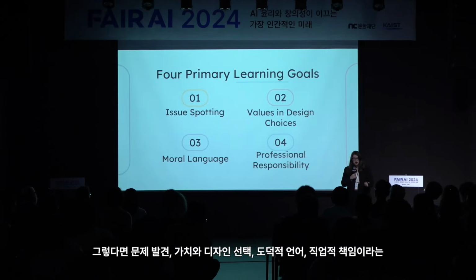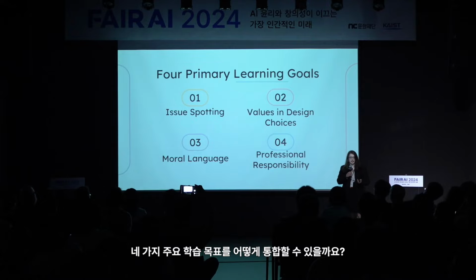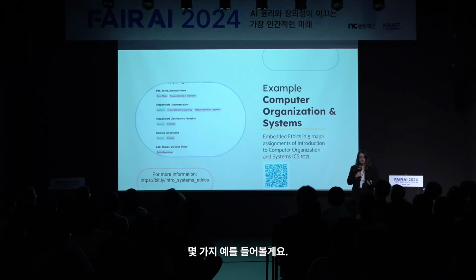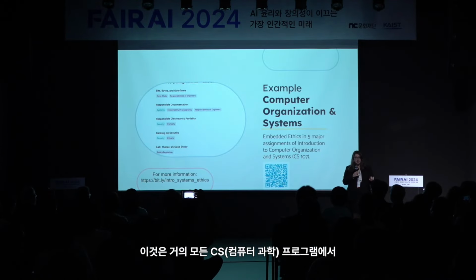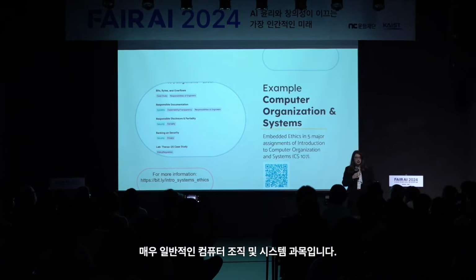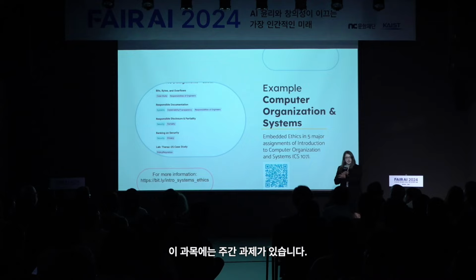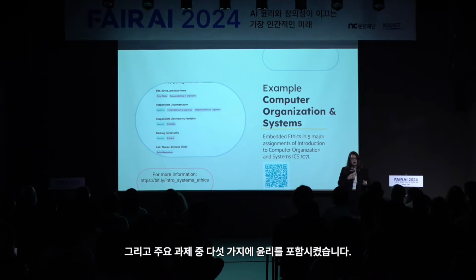Okay, so with these 4 primary learning goals: issue spotting, values and design choices, moral language, and professional responsibility, how do we incorporate those? So I wanted to give you a few examples. This is a class, Computer Organization and Systems, that is very common in almost all CS programs. And here they have this weekly assignment structure format, and we embedded ethics in 5 of the major assignments.